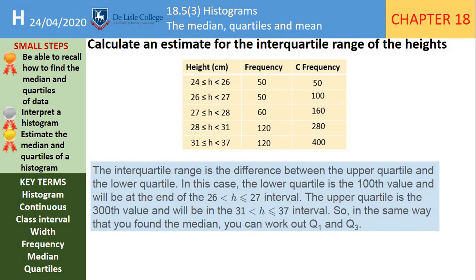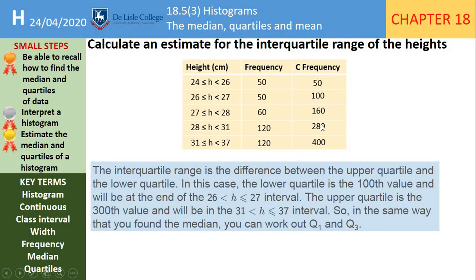The interquartile range, remember, is the difference between the upper quartile and the lower quartile. Remember, the upper quartile is 3/4 or 75% of the way, and the lower quartile is 25% of the way. If I wanted a quarter of the way, a quarter of 400 is 100, so it'd be the 100th value. That's quite easy because if I look at the frequencies, 50 plus 50 is 100, so my lower quartile will be 27. The upper quartile is slightly trickier in that I need the 300th value.